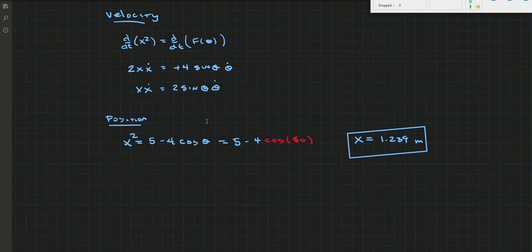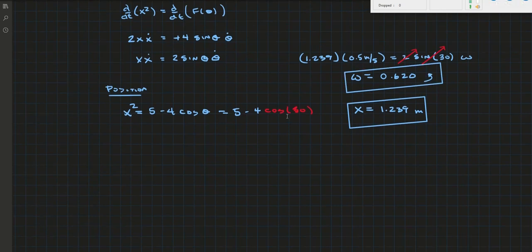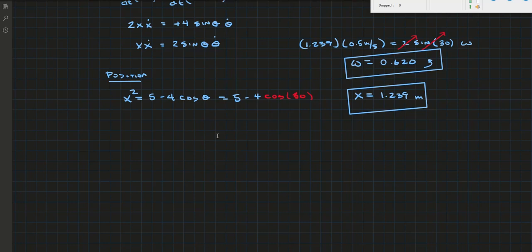Let's plug that into the equation up above and solve for omega, which is theta dot. So we get this relationship. Notice that sine of 30 is 1/2 and the 2 cancels out. So we get omega equals this. And that means that omega equals 0.620, and no change in direction. Okay, let's do the acceleration.